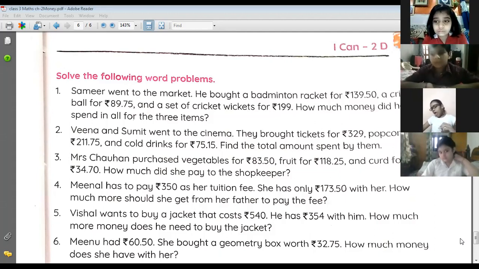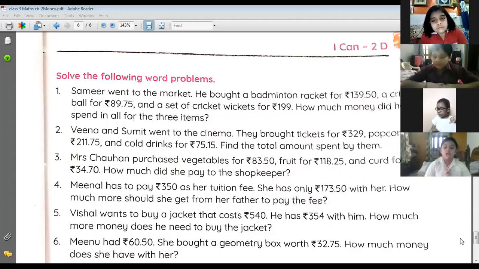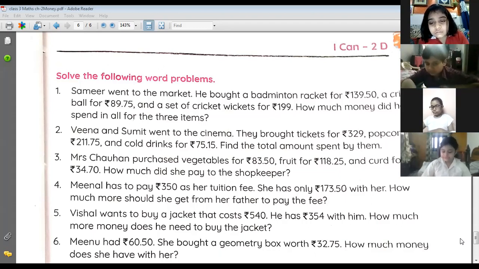Beta, statement means what you are going to write down, and how you are going to write it down. You should understand these things. Statement means simple information about the different items, about the different prices you have to write down. Suppose the cost of badminton racket, you have to write down like this: cost of badminton racket is equal to 139.50. Okay, and similarly, the second statement will be cost of cricket ball. After using the equals to sign, you have to write down the price.